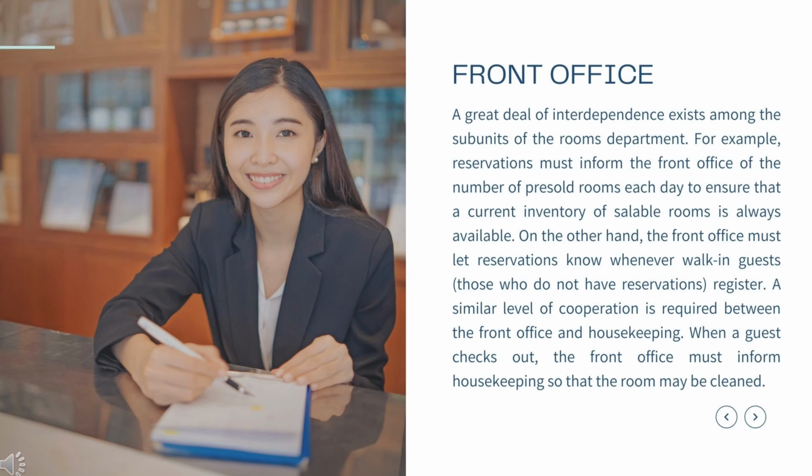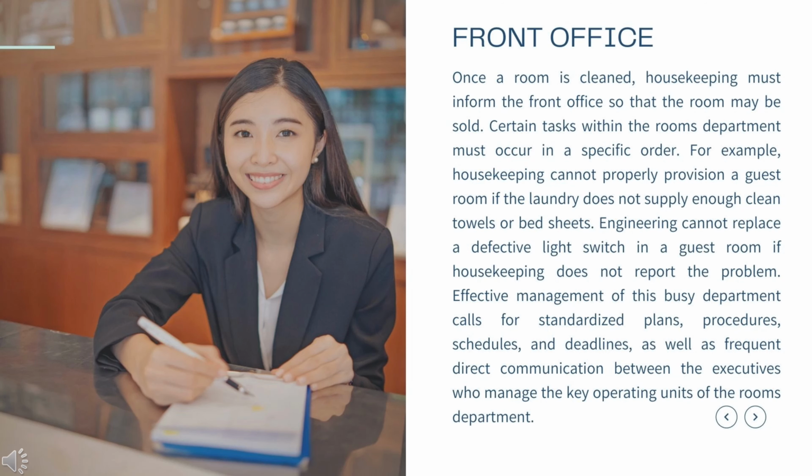A great deal of interdependence exists among the subunits of the rooms department. For example, reservations must inform the front office of the number of pre-sold rooms each day to ensure that the current inventory of saleable rooms is always available. On the other hand, the front office must let reservations know whenever walk-in guests, those who do not have reservations, register. A similar level of cooperation is required between the front office and housekeeping. When a guest checks out, the front office must inform housekeeping so they may clean the room. Once a room is cleaned, housekeeping must inform the front office so that the room may be sold.